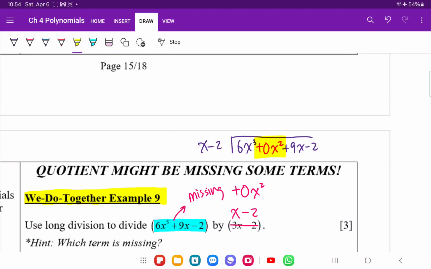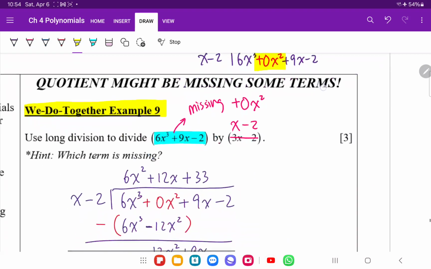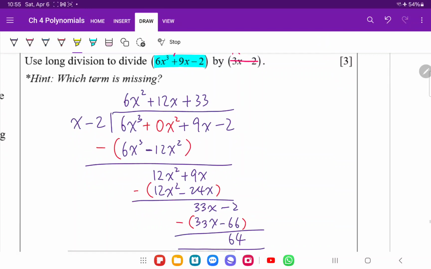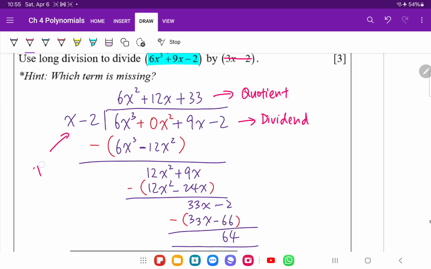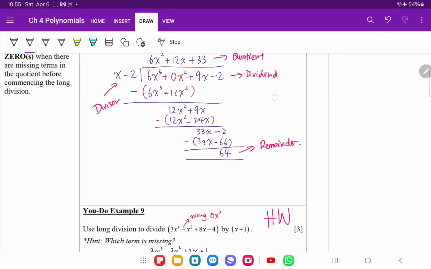Okay, so once you have inserted the 0x squared, you can perform the long division. This is what you will see. You're going to get a remainder of 64, and if you put all this information together with the dividend, the quotient, the divisor, and the remainder, what you will have is at the bottom.